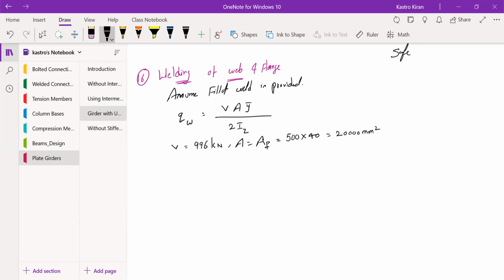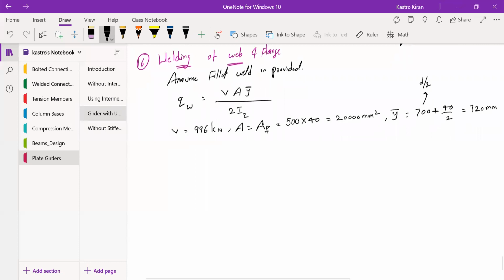The value of Y bar is calculated from the center distance to the center of the flange. That will be 700 plus 40 divided by 2, so 720 mm. You must know this calculation. How is this 700 coming? It comes from the total depth of the web divided by 2. 1400 is the depth of the web, and half of it gives you 700.